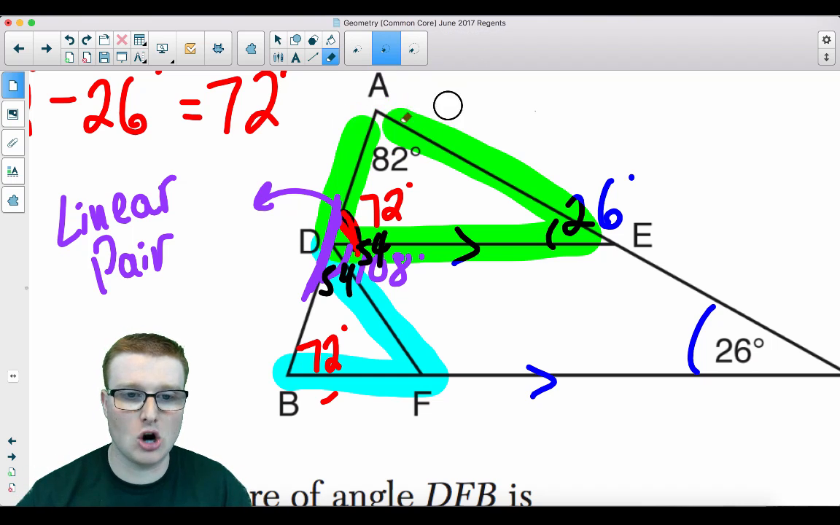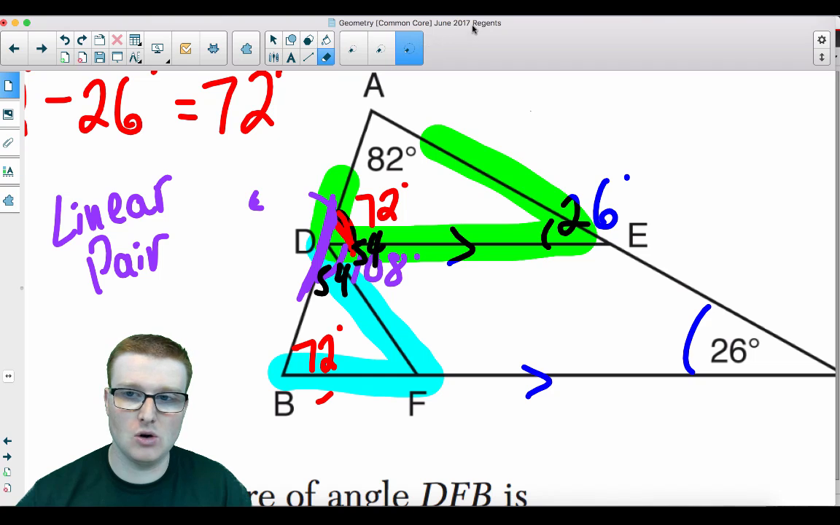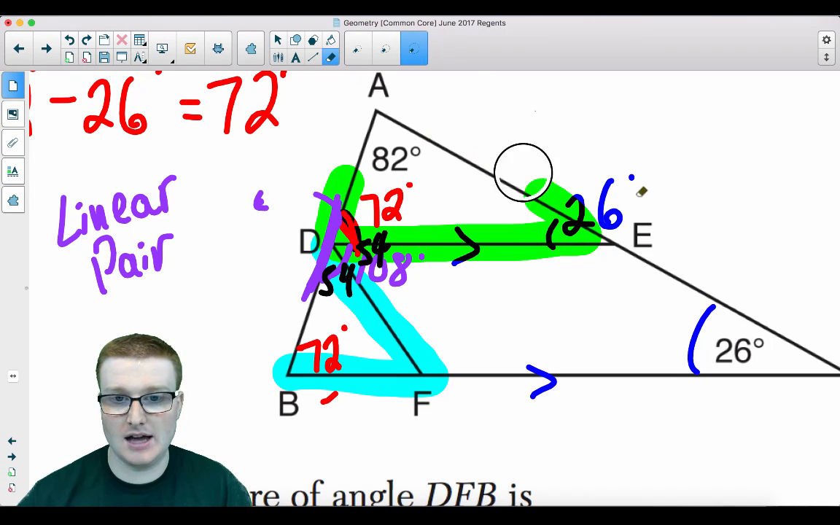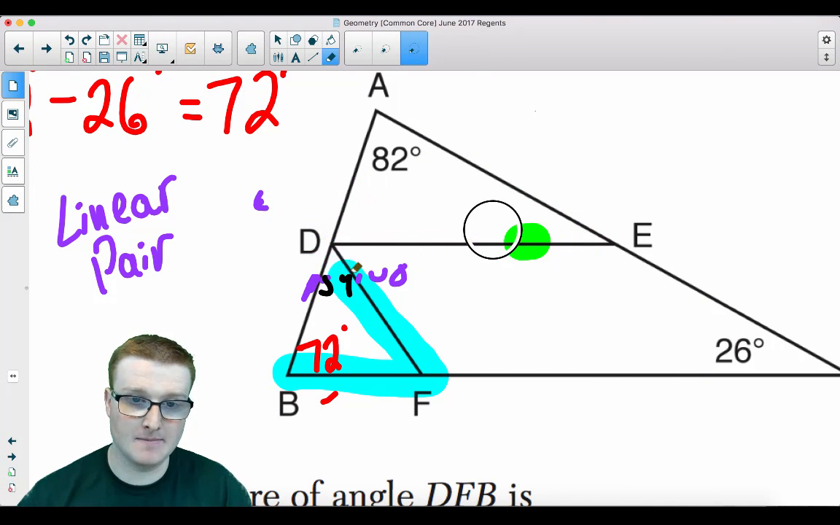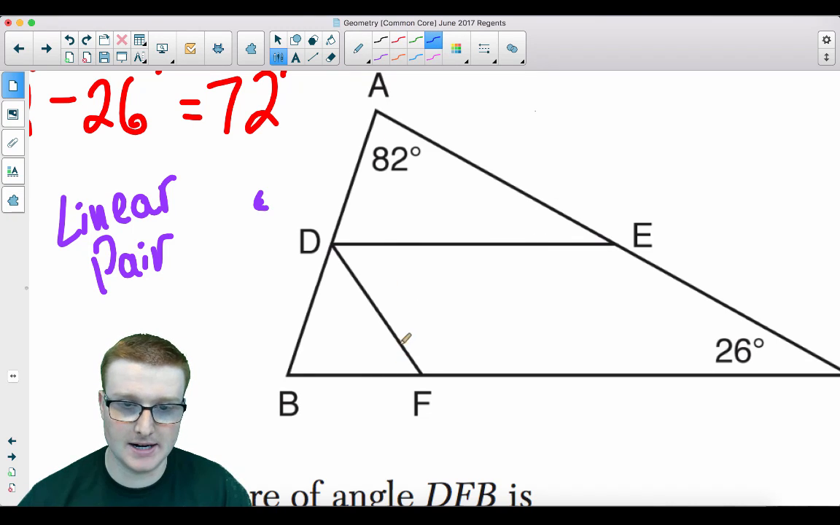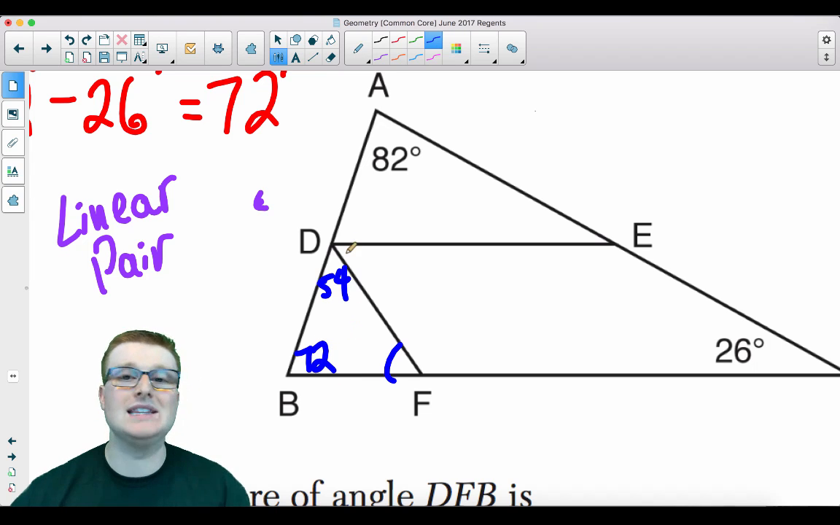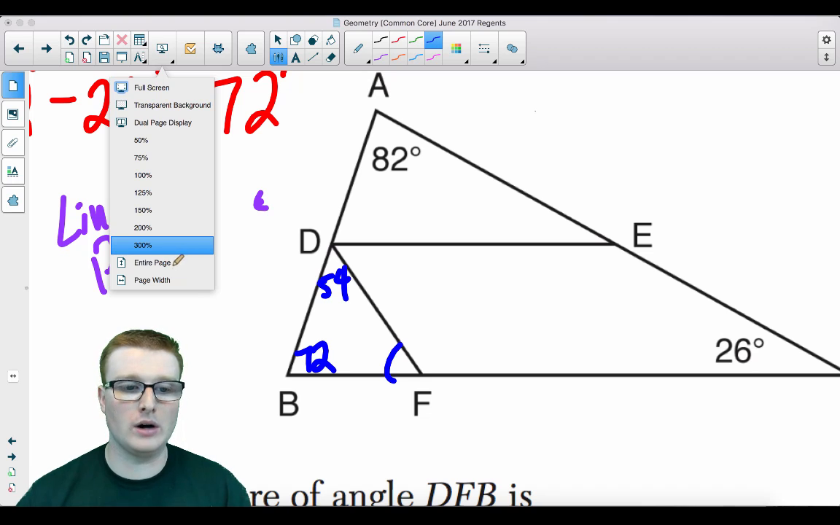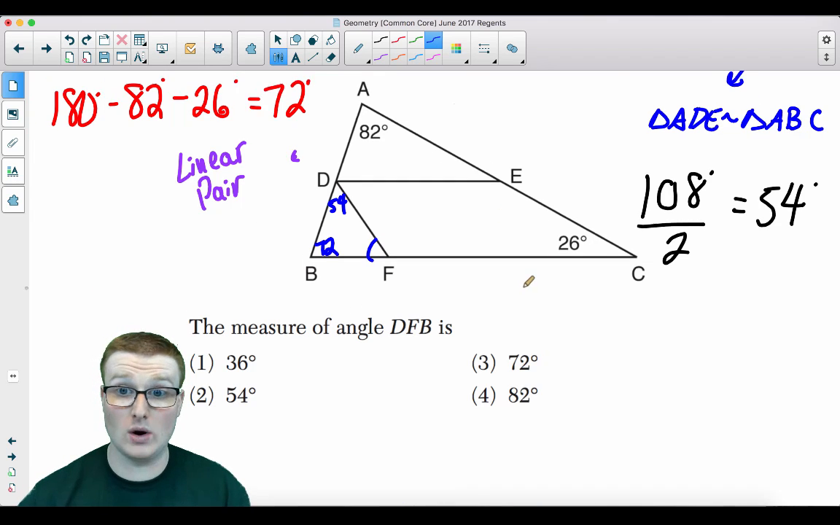So I'm going to erase all this garbage just so you know where we're at, because I do admit that this is a lot of writing. Let me just simplify it for you. We're trying to solve for this angle right here. We found this to be 54 degrees, and we found this to be 72. This is a little baby triangle. Take 180 minus the 54 minus the 72, and you get your answer.